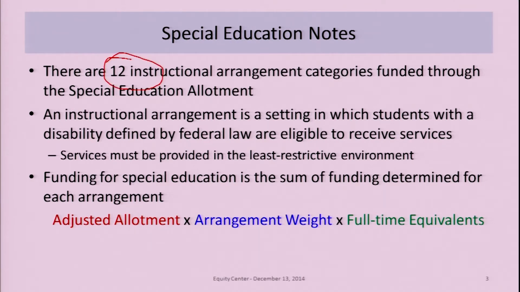complexity comes. And these are arrangements that you use to meet certain needs, categories of student needs as defined by the federal government. And so you have a setting that you serve these children in, and it must be in the least restrictive environment. In other words, you want the children in with the general population of regular students as much as possible.